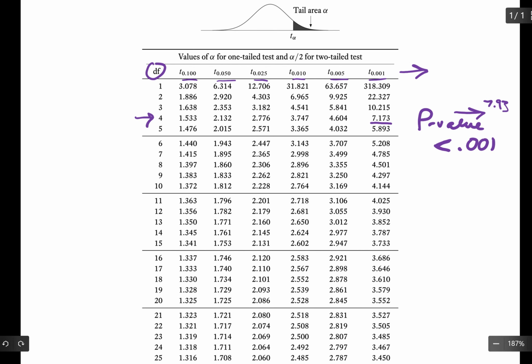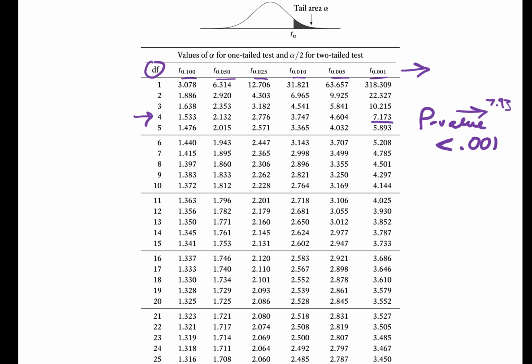So over on our table, I already have this set out here. If we look at 4 degrees of freedom, because we had 5 customers, we subtract 1, that gives us 4 degrees of freedom. So we look at the 4 degrees of freedom row, and we can see as we go from left to right, our values are increasing. So our 7.93 would be way over here. If you look at the top row, the t is 0.1, 0.05, 0.025, 0.01, 0.005, 0.001 is our smallest value. So if we keep going in this direction, we get smaller values. That means our p-value is smaller than 0.001.